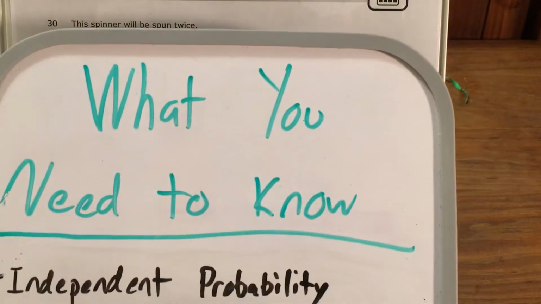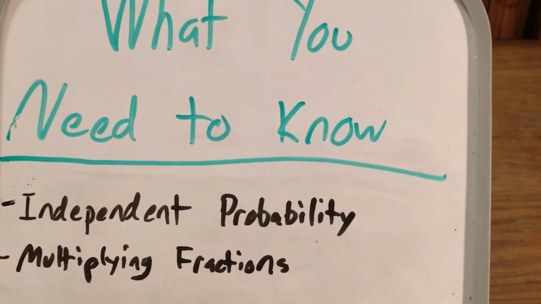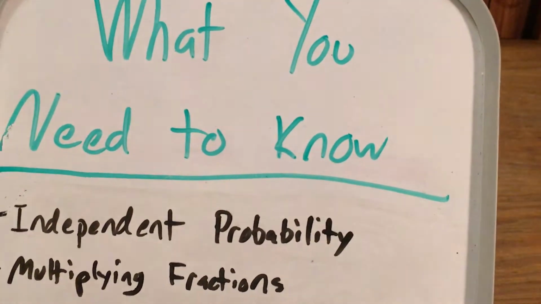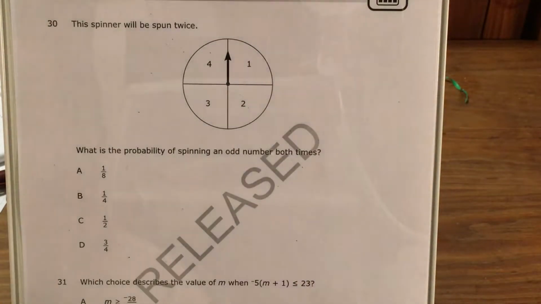Now this question is going to test us on independent probability, so the probability of two things happening one right after the other when they don't affect each other, and multiplying fractions. So let's go ahead and get started.